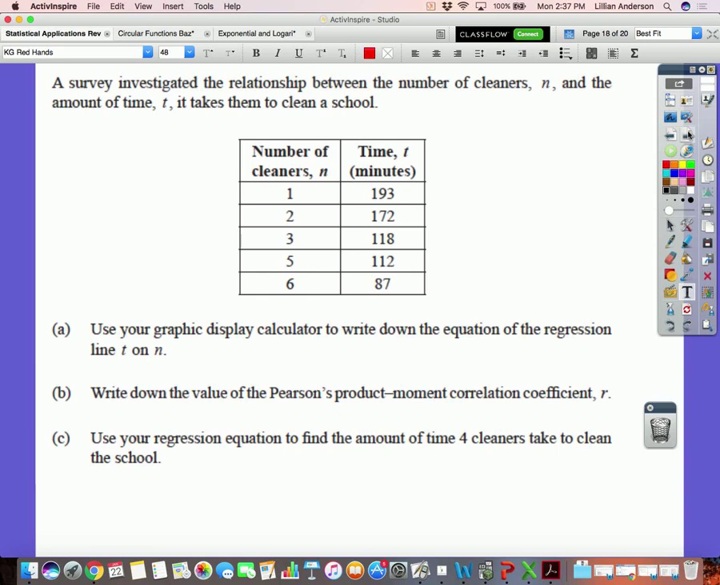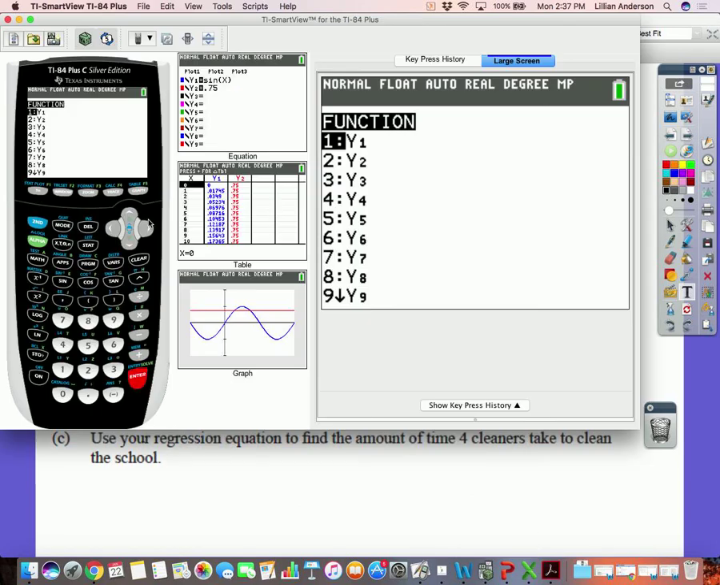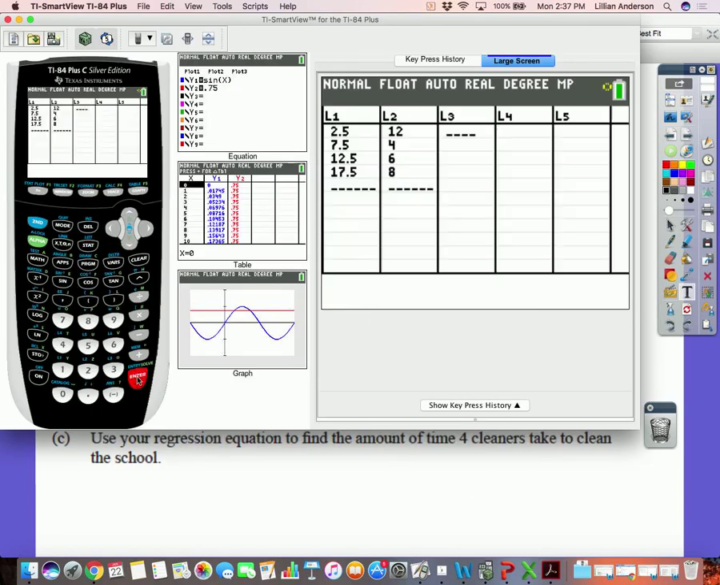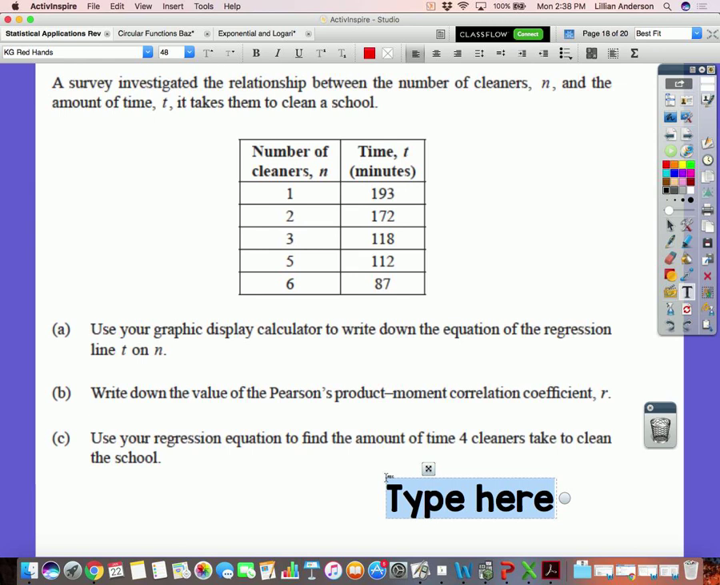So where do I go? Stat. I go to stat, and then I go to edit. And I have to type in my data. What goes in L1? 1, 2, 3, 4, 5, 6, the number of cleaners. What goes in my L2? The time. So I'm going to give you guys a second to put that in there, and then we'll continue.